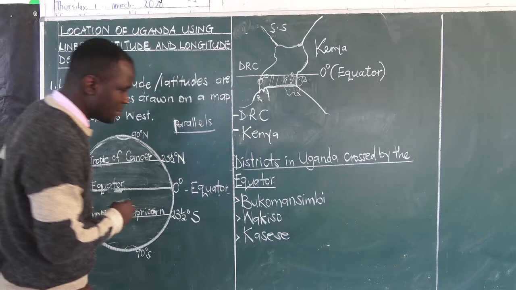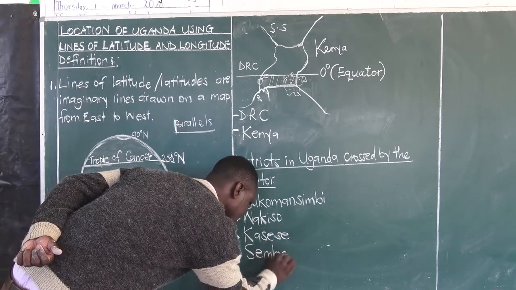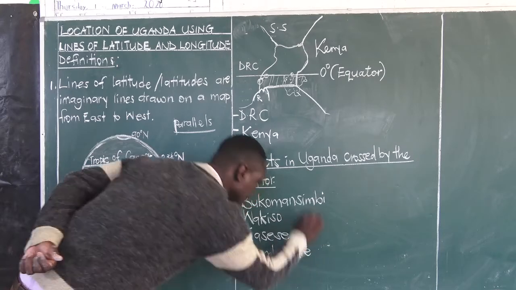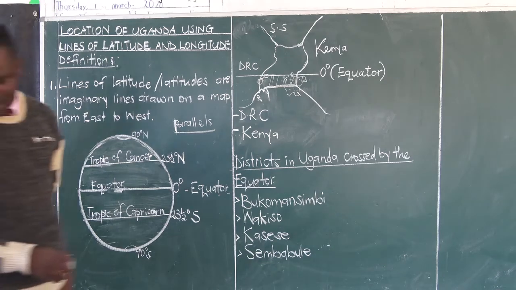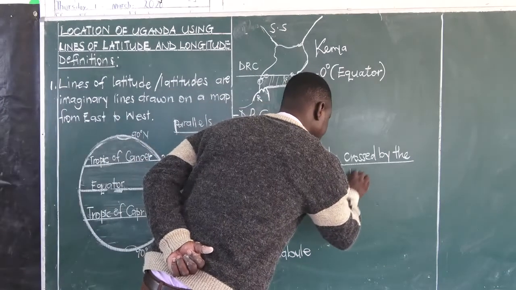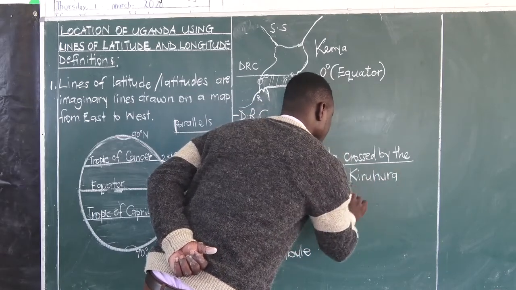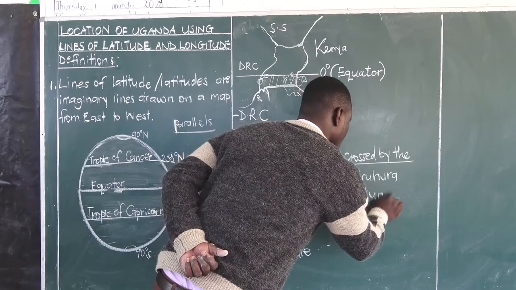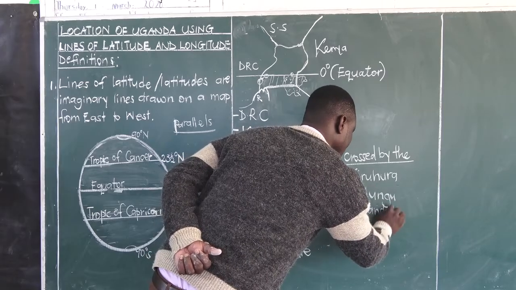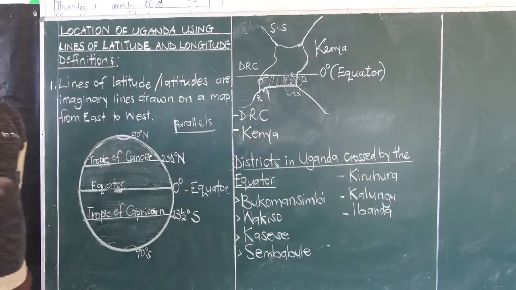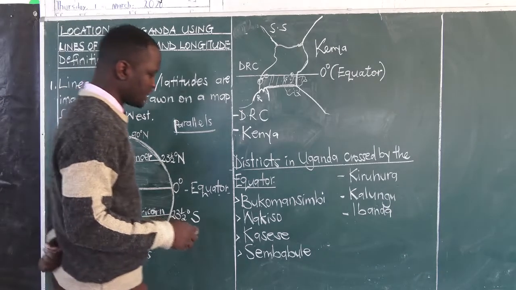Then we have Sembabule district, also crossed by the equator. We have Chirukura district. Then we have Kalungu. We have Ibanda district. So these are the districts which are crossed by the equator.